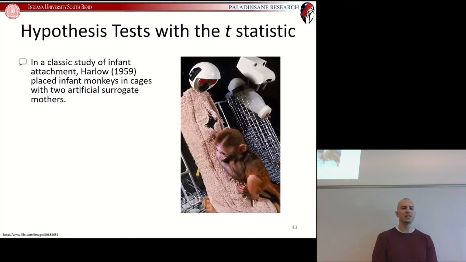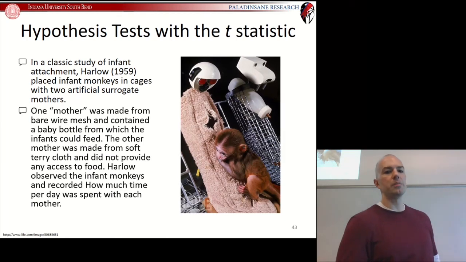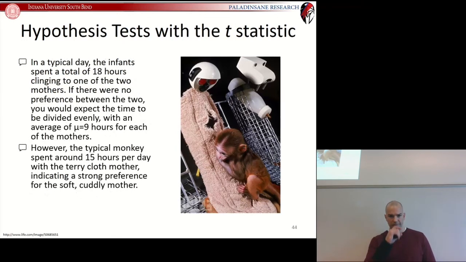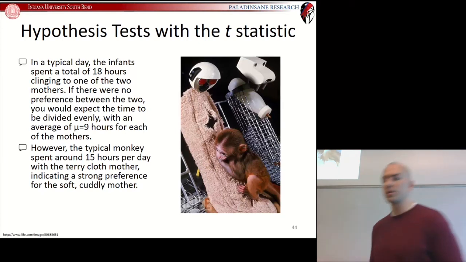So once again, just to remind you, in this classic study of infant attachment, Harlow placed infant monkeys in cages with 2 artificial surrogate mothers. One mother was made from bare wire mesh and contained a baby bottle from which the infant could feed. The other mother was made from soft terry cloth that did not provide any access to food. Harlow observed the infant monkeys and recorded how much time per day was spent with each mother. In a typical day, the infant spent a total of 18 hours clinging to one of the 2 mothers. So that is a very important number to remember.